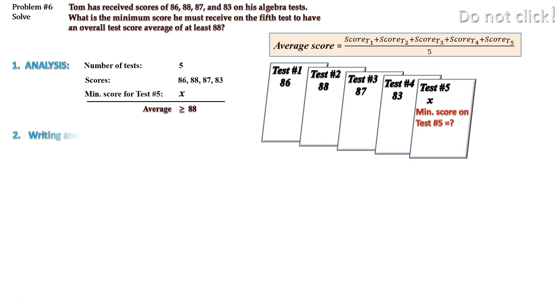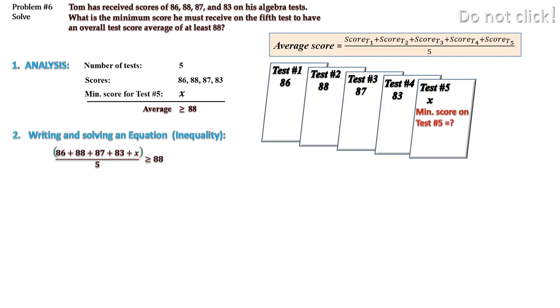Step number 2, we are writing and solving an equation or inequality. In the numerator, we have to add all scores for all tests, known and unknown, and divide it by the total number of tests. So our numerator is 86 plus 88 plus 87 plus 83 plus x, and we have to divide it by the total number of tests, which is 5, and all of this is supposed to be greater or equal to 88. Now we just need to solve this inequality.